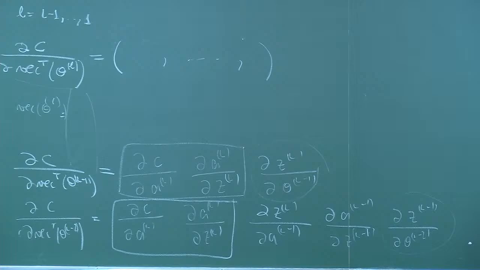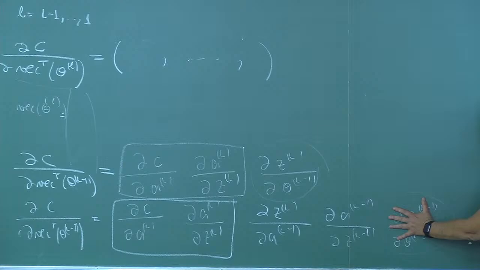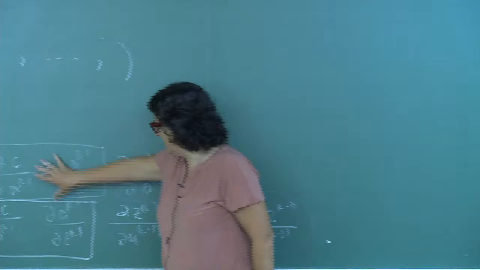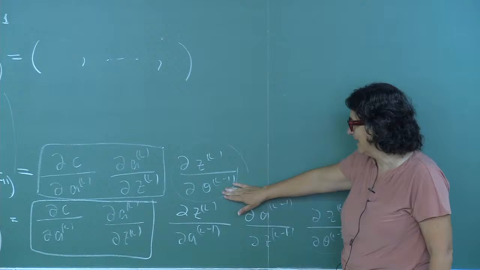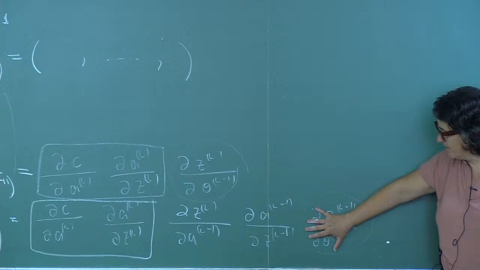What happens now if we want to go one more step, L minus 3? We have to do all these steps until here. And here are going to appear Z L minus 1 with respect to A L minus 2, A L minus 2 with respect to Z L minus 2, Z L minus 2 with respect to theta L minus 3. It's like a part is repeated, and then I have to do a new part, because it's the chain rule. This part is the same, but here I cannot go further because theta doesn't depend on anything, it is a parameter. We have to go to the one before, and I write it here. When I do one more, it's exactly this one, and I have to repeat the next one.